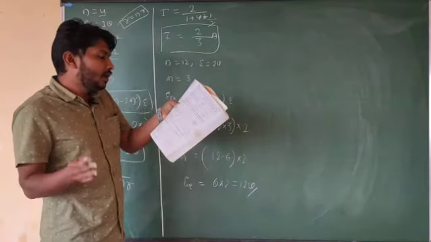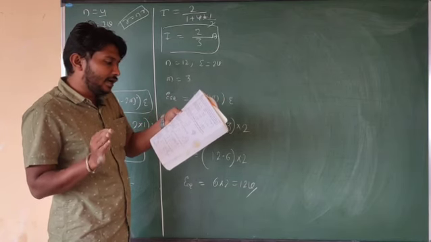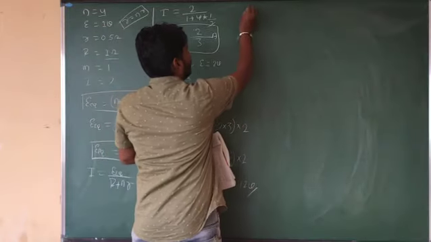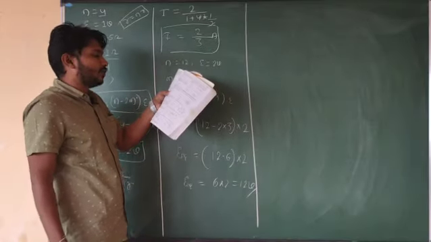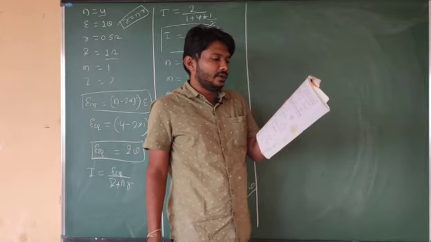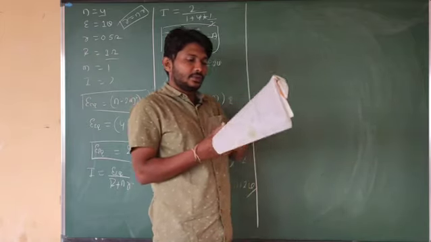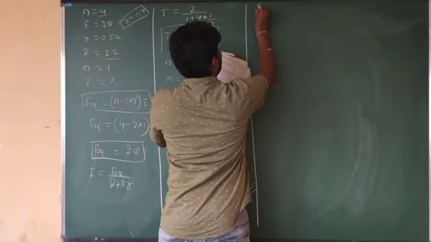Next one: 2 cells of EMF 1.25 volt and 0.75 volt, each of internal resistance 1 ohm, are connected in parallel. Then the effective voltage will be. So which thing do I need to find out here? The effective voltage.